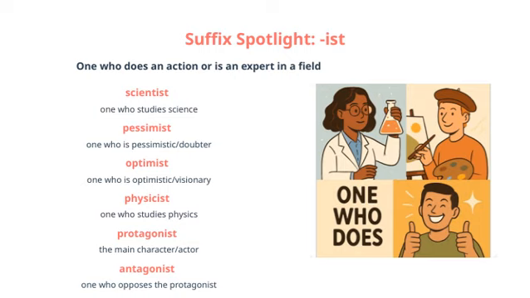First, we have the antagonist, who is the one opposing the protagonist, the main character or actor in a story. The protagonist is usually the hero or the central figure around whom the story revolves. Now, moving to scientific roles, a physicist is someone who studies physics, exploring the fundamental laws of nature.